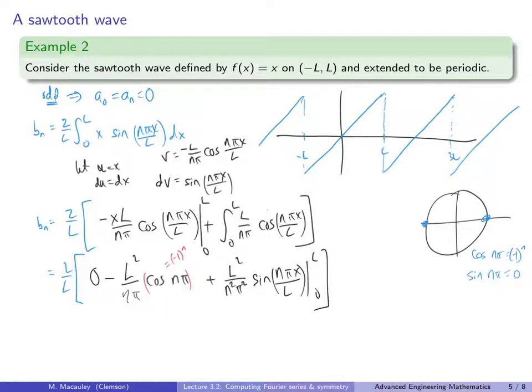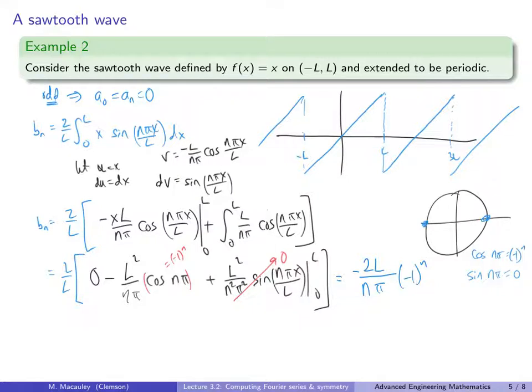Now right away we see if we plug in L, we get sine of n pi L over L, or sine of n pi, we get 0. And if we plug in 0, we get 0 as well. So this whole term is just 0. So this simplifies as, let's see, how does it simplify? We have an L squared here and an L on the bottom. So this is equal to negative 2L over n pi times negative 1 to the n.